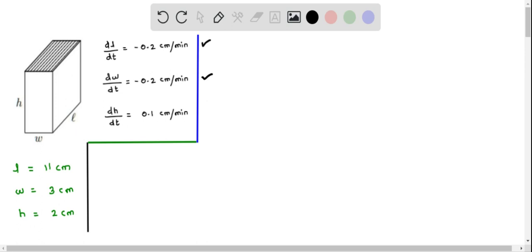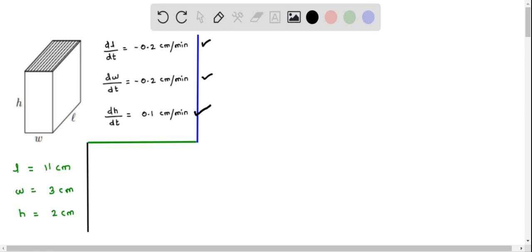And similarly, the width also decreases by the same quantity. So I write down this as dW over dt. This equals negative 0.2 centimeter per minute. And also the height is increasing at the rate of 0.1 centimeter per minute. So I write down this as dH over dt equals 0.1 centimeter per minute. Notice that it's increasing, so I did not put negative here. It's just a positive quantity.